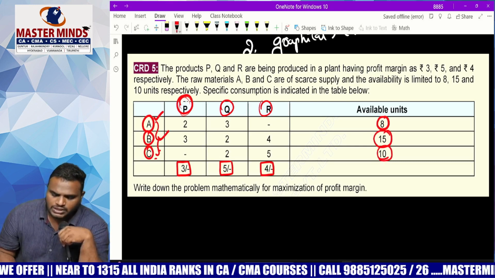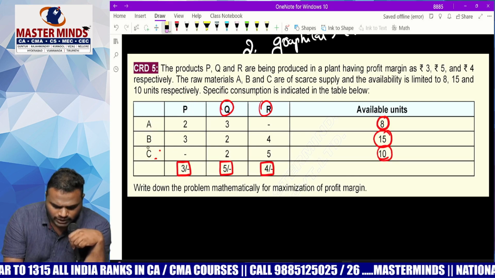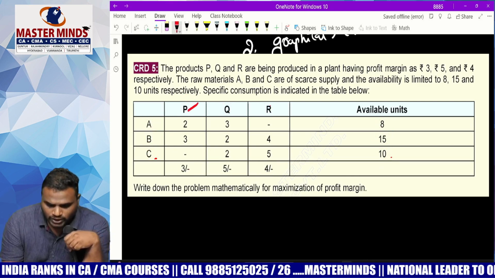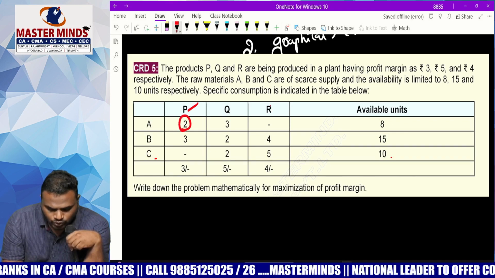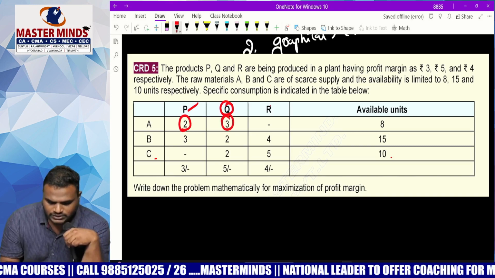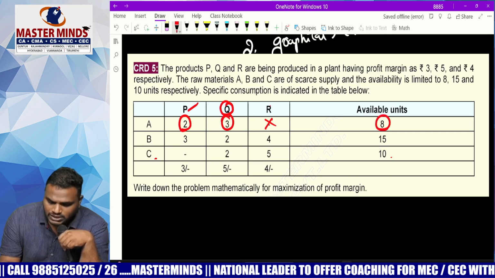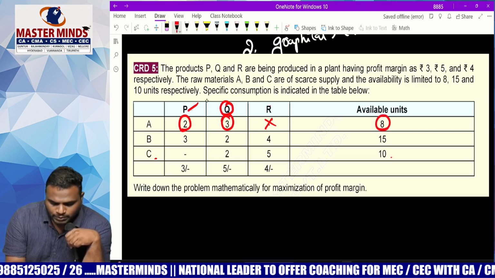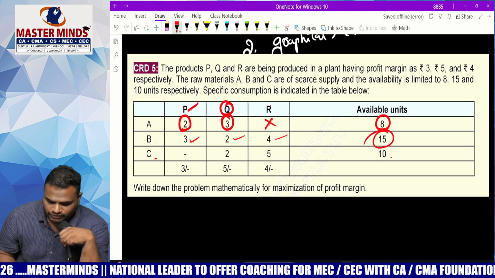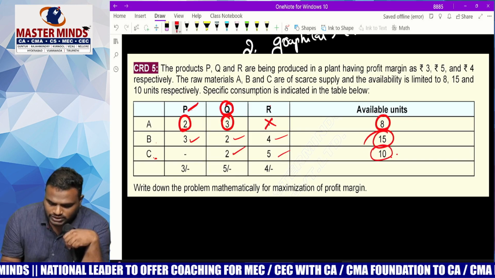Specific consumption is indicated in the table below. What is the meaning of that? In order to produce P, raw material A will require 2 kgs. Q will require 3 kgs. R not required. The total available is 8. In order to produce P, Q, R, B will require 3 kgs, 2 kgs, 4 kgs. The total availability is 15. C for manufacturing Q, 2, R, 5, availability is 10.